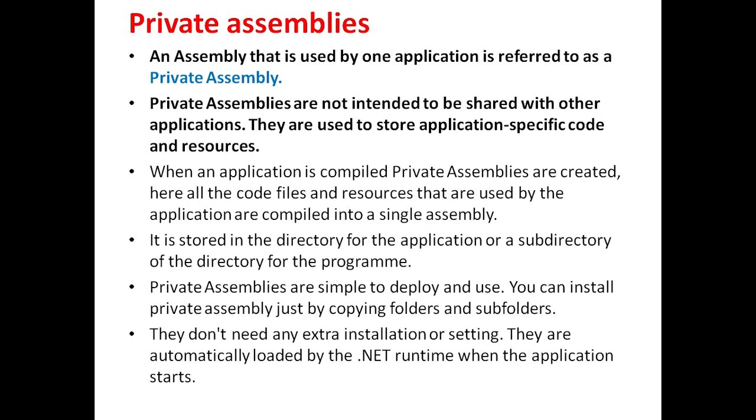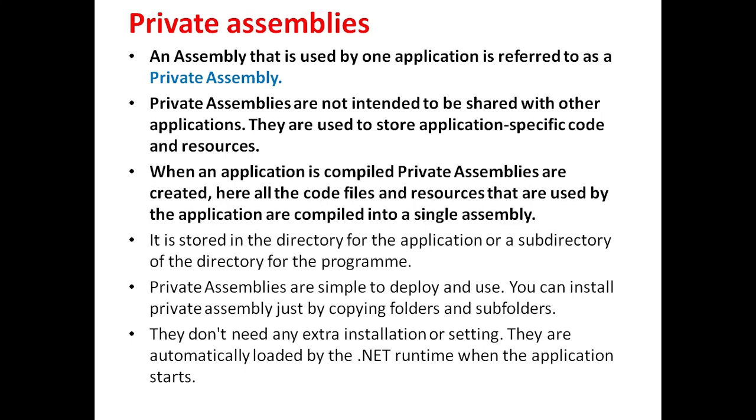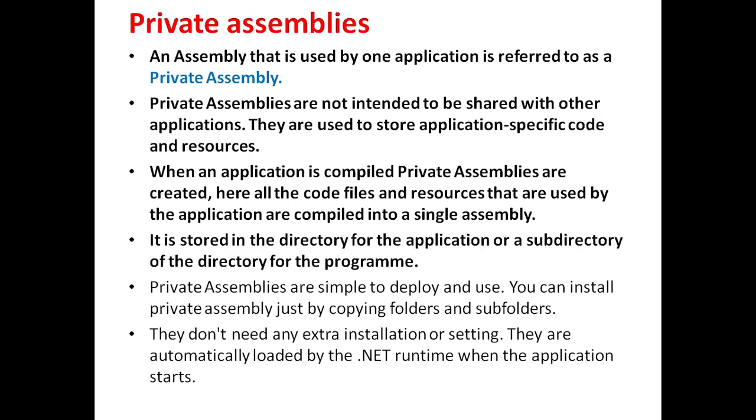Private assemblies are not created to be shared with other applications. They are used to store application-specific code and resources. When an application is compiled, private assemblies are created. Here all the code files and resources that are used by the application are compiled into a single assembly. It is stored in the directory for the application or a subdirectory of the directory for the program.